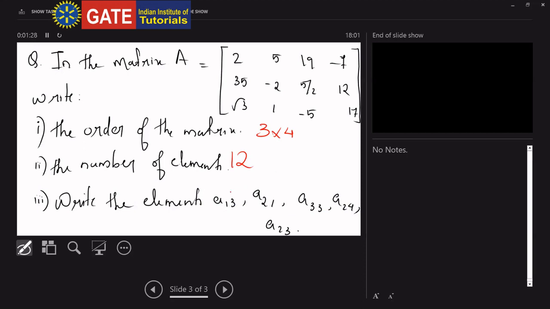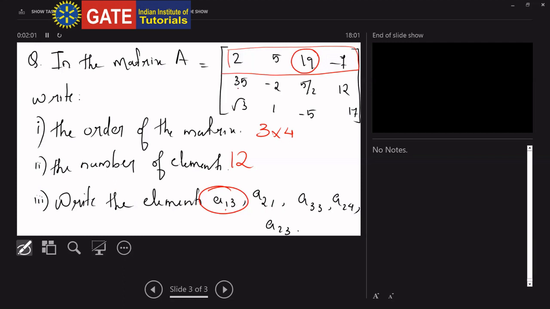You have to identify the element A13. A13 means it is the first row, third column. So who is the first row? This is the first row, right? In that first row, who is coming in the third column? This is the first column. This is the second column. Now this will be the third column. So in the third column, who is coming up? It is 9. So the element A13 will be 9. Understood?